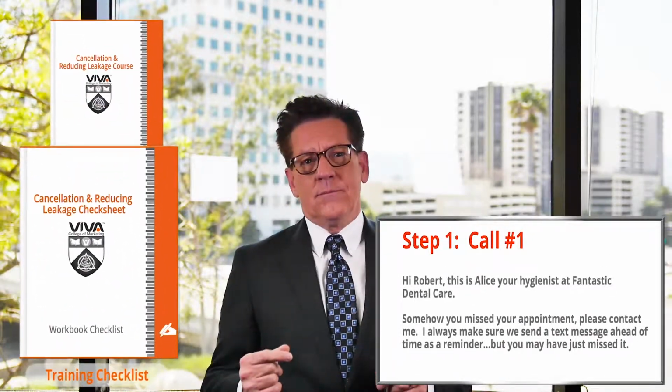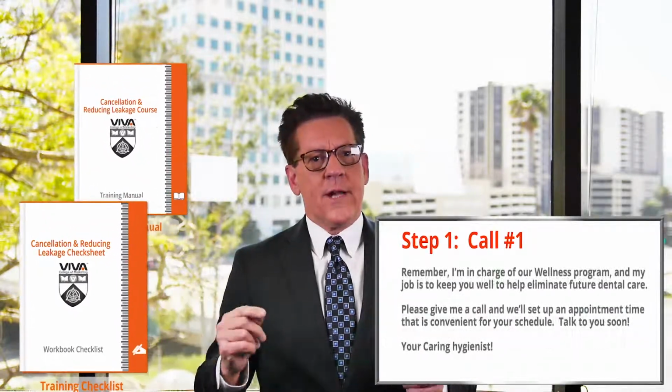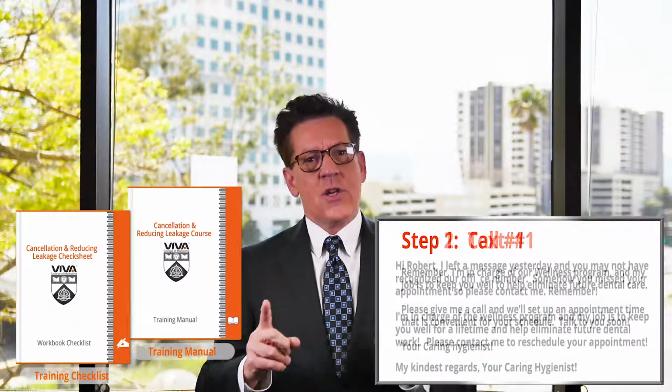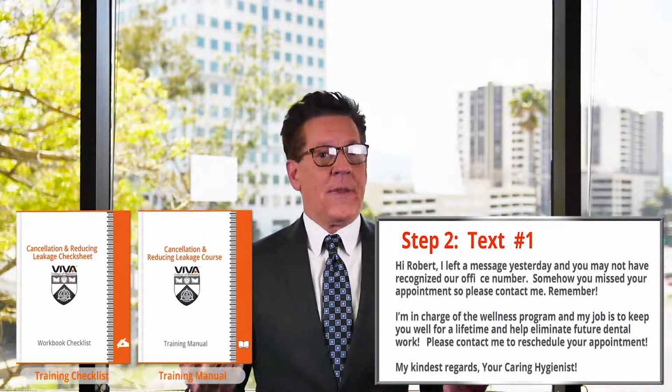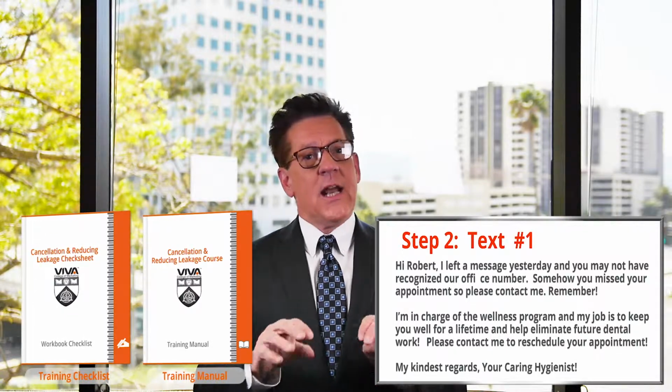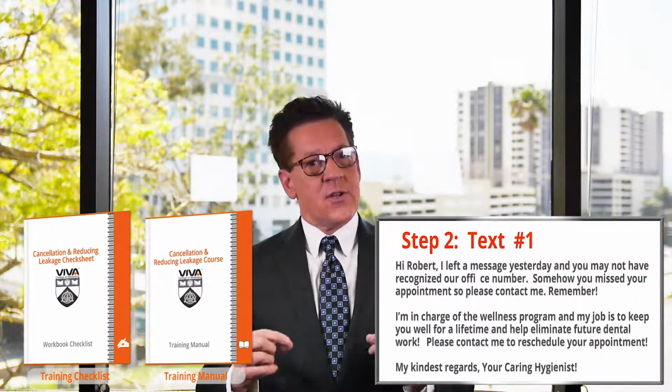Step number 2 is done 24 hours later, and it's a text message, and it is only sent from the hygienist of record. It, of course, can be sent by the hygiene coordinator if you have an online texting service, and she can actually text in the name of the hygienist because the protocol and the dialogue is the same on the second step of the program. Once that step is done, the hygienist is done with that patient. Steps 3, 4, and 5 are the responsibility of the hygiene coordinator.